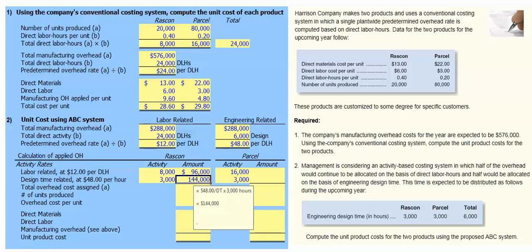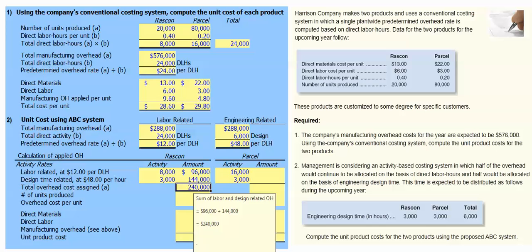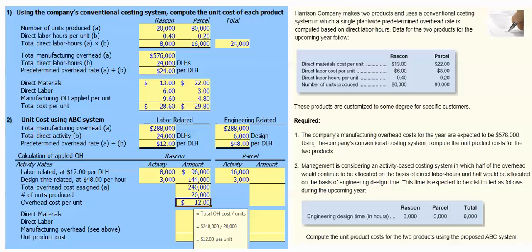The design time related to the Rascon will be $144,000. This is the $48 per hour multiplied by 3,000 estimated hours. Our total overhead then allocated to the Rascon will be $240,000. This is simply the sum of the labor-related overhead cost and the design time-related cost. Since we expect to produce 20,000 units, the overhead cost per unit for the Rascon will be $12 per unit.